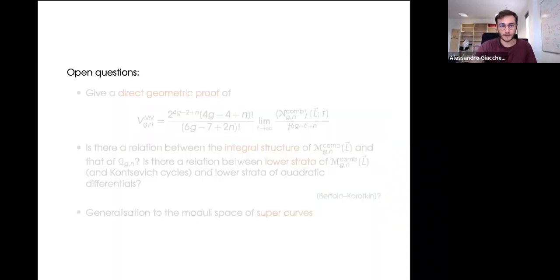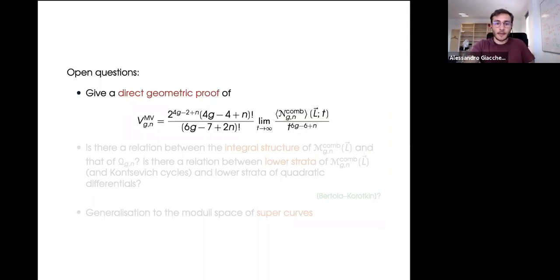So let me finish with just a couple of open questions. The first one is, can we give a direct geometric proof of the fact that the Masur-Veech volumes are equal to the asymptotic number of combinatorial multicurves? We know that this result is true, but we know it because we were able to compare this asymptotic to the hyperbolic one, and then using Mirzakhani's result. But is there a direct geometric proof of this?